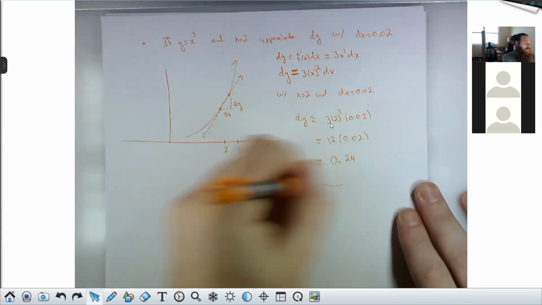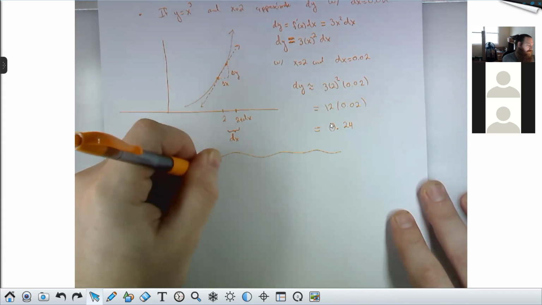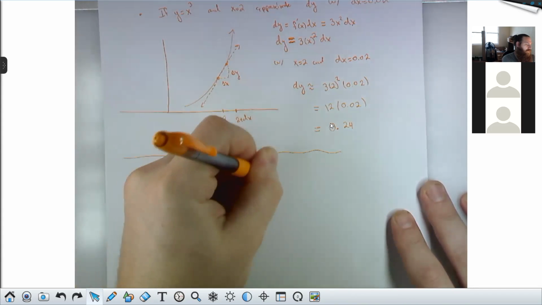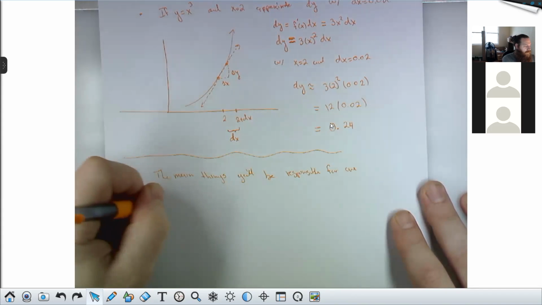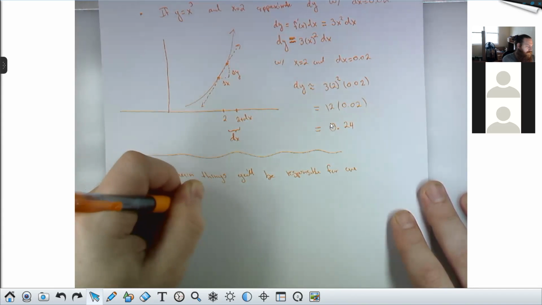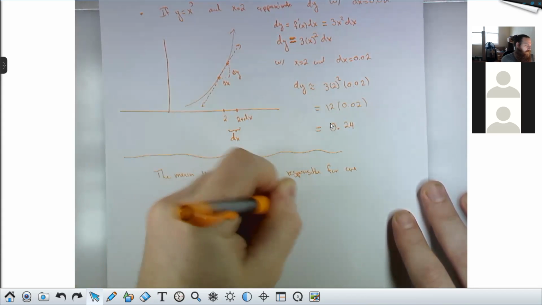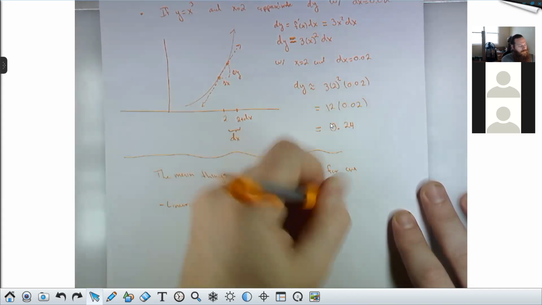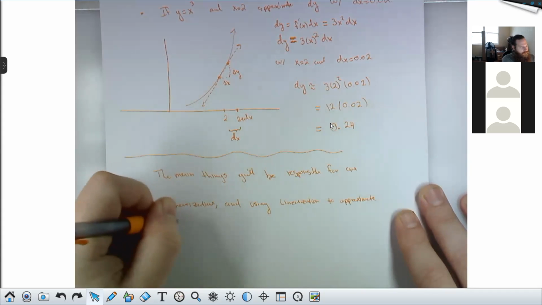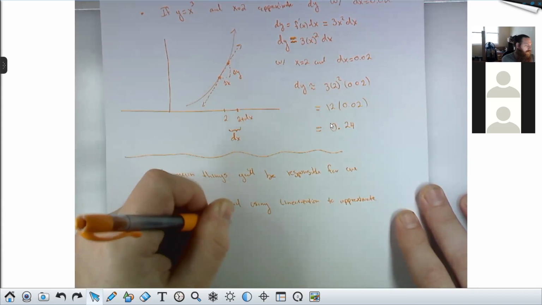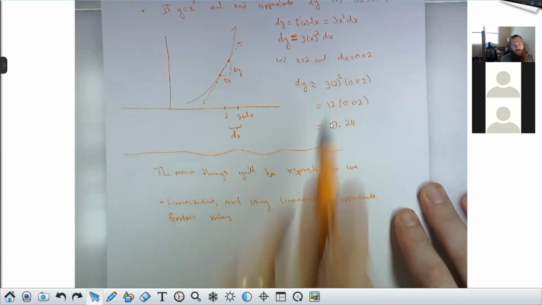The main things that I'm going to test you guys on, just as a little wrap up here, the main things you'll be responsible for are the linearization, and using linearization to approximate function values. When it comes to these sort of approximations, I really like the language of linearization a lot, because the language of differentials ends up involving some of this abusive notation.